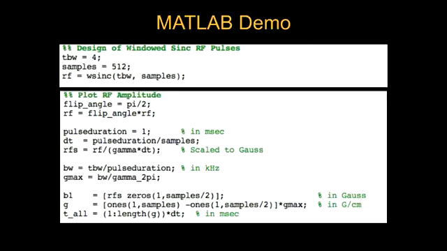So this is the simple way to design the RF pulse using a window sinc. In this case, we're assuming the time bandwidth product is 4, and the pulse duration is 1 millisecond.